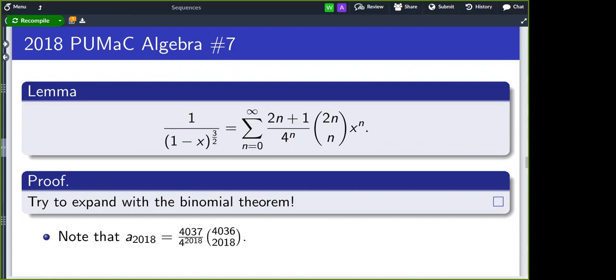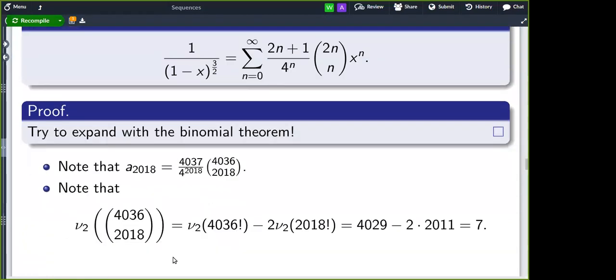So right now there's 4036 powers of 2 in the denominator, but there's also some powers of 2 in the numerator from the 4036 choose 2018. So we can calculate how many powers of 2 are in the 4036 choose 2018.